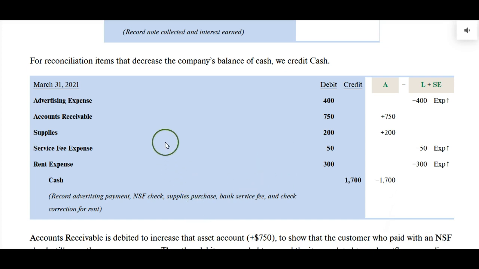Now the supplies, we purchase supplies with the debit card. Let's get that recorded. The service fee expense for the bank charges, probably the monthly fee. That's an expense, get it recorded. And then the rent expense was that check that we wrote where we only recorded $2,600 as rent expense. It really should have been $2,900. So we need to increase the rent expense account $300. So cash is reduced $1,700.